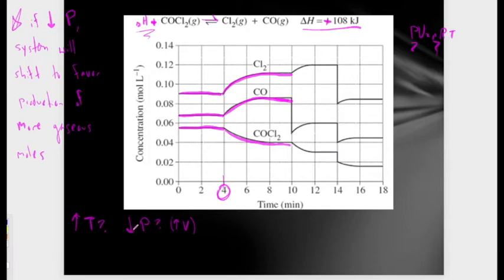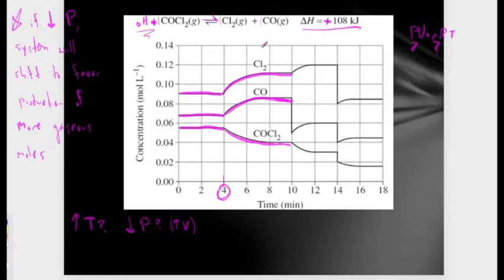What will happen if I reduce the pressure of the system? The system will shift to undo that reduced pressure to get the pressure back to what it was before by making more gaseous moles. Well, which side of this reaction has more gaseous moles? The right side. The left side only has one. The right side has 1 plus 1, which is 2 gaseous moles, okay?